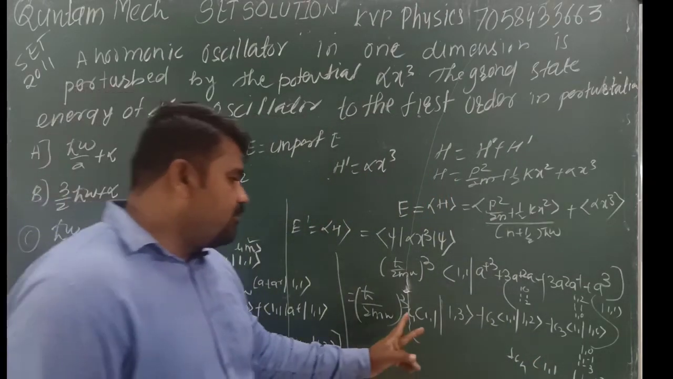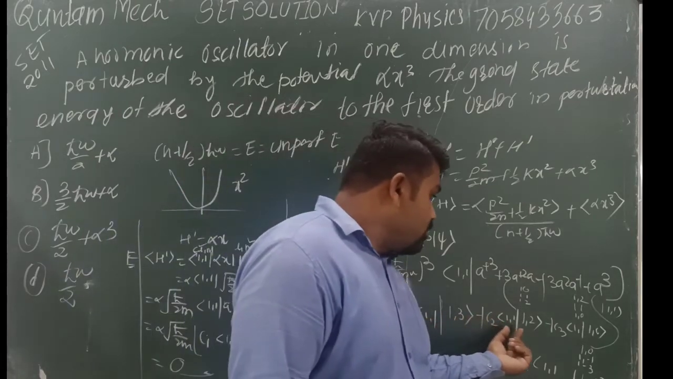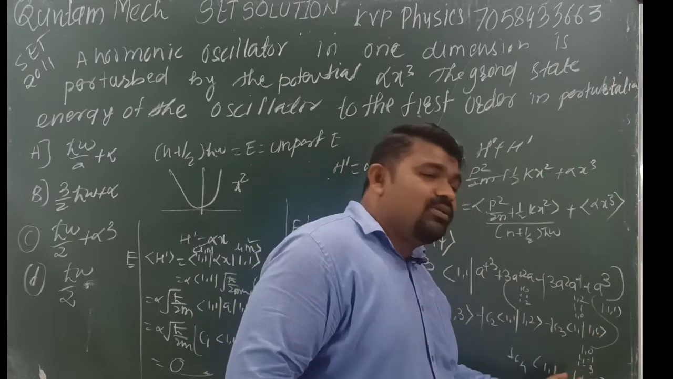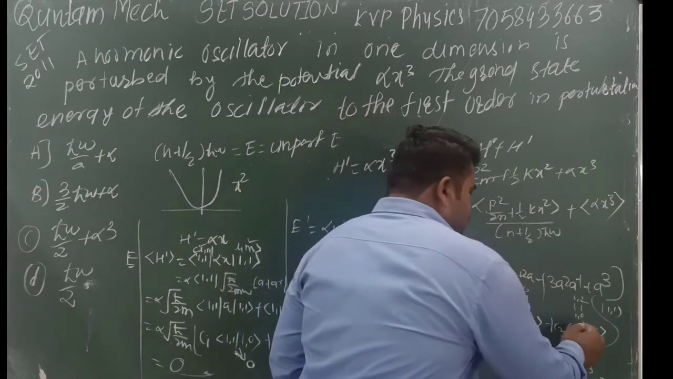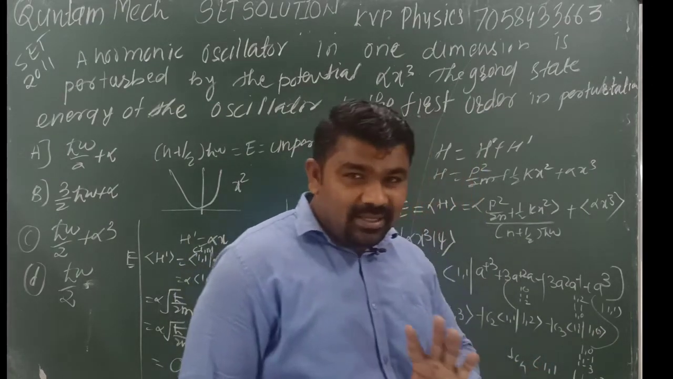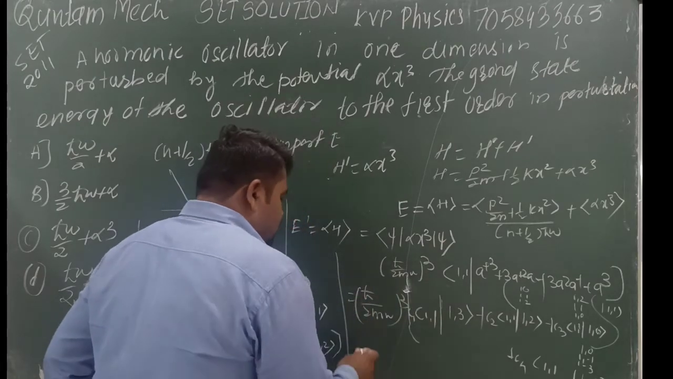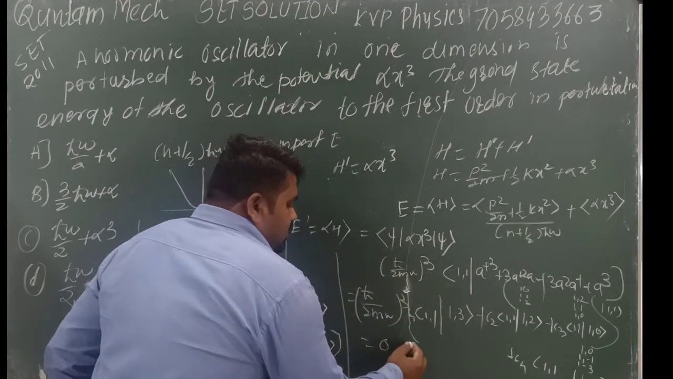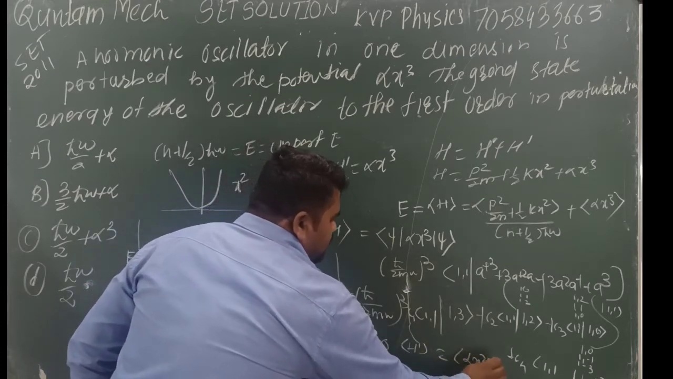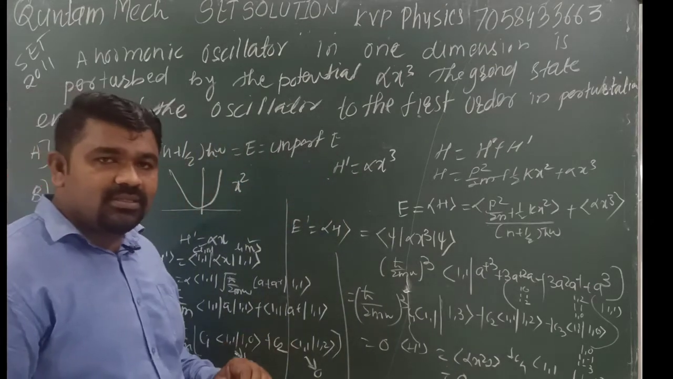See here 1 comma 1, here 1 comma 3, different, so 0. Here 1 comma 1, 1 comma 2, different, so 0. 1 comma 1, 1 comma 0, different, 0. 1 comma 1, 1 comma minus 3, how much? 0. Got it? So 0 plus 0 plus 0, all are 0, is equal to how much? 0. It means the expectation of H prime, the expectation of alpha x cube, is equal to 0.